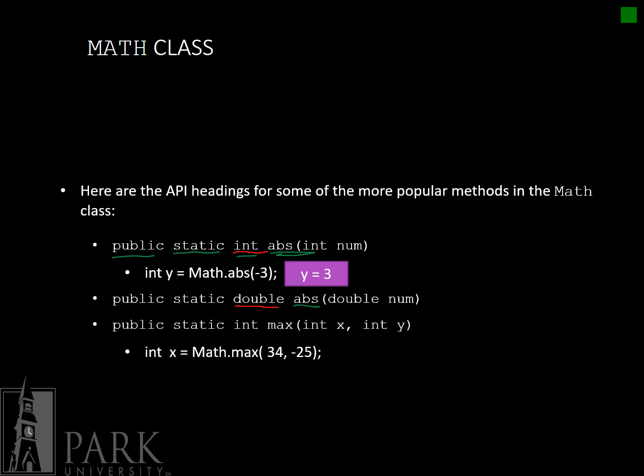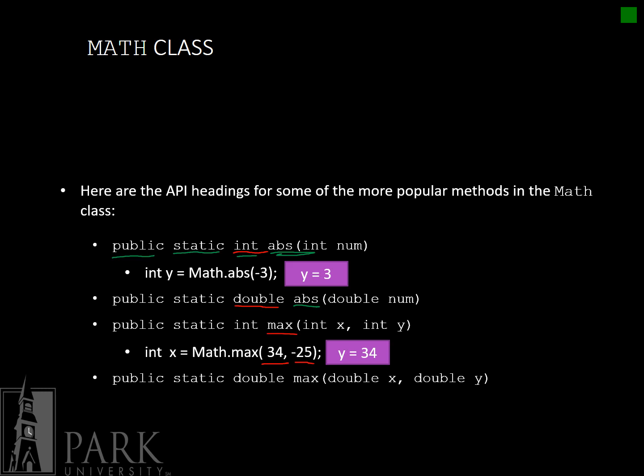What about the max method? It returns the larger of two numbers passed as arguments. So in this case, what do you think x would be? It's going to be whatever's the bigger of this argument and this argument. So hopefully you got 34. If not, I'd be concerned. And then, of course, there's a double version for this as well. Here we have max, and it returns an integer. Here we have max, and it returns a double. And notice that this takes doubles as arguments, and this takes integers.